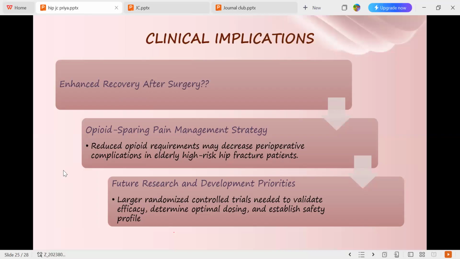So of course, because they have combined PENG block with PHPB block, obviously the opioid sparing is greater because the pain score is less and the requirement of opioid is less, so that the patients may not land up in any perioperative complications. But randomized controlled trials are needed to validate their efficacy and determine the optimal dosing and the safety profile.